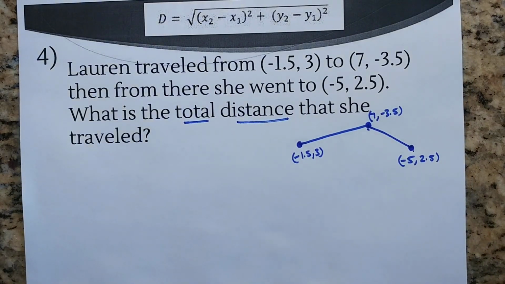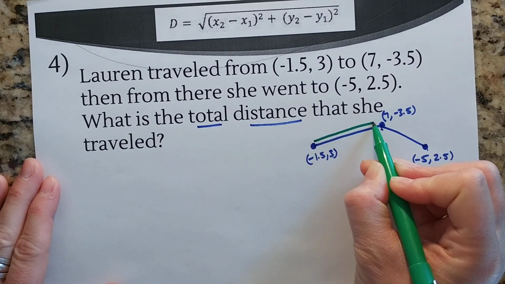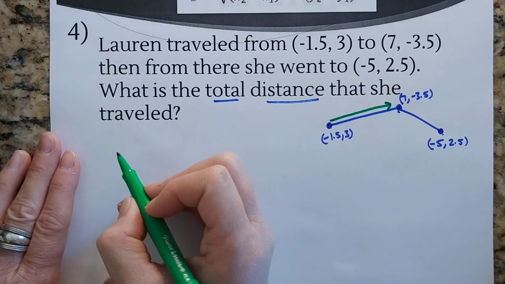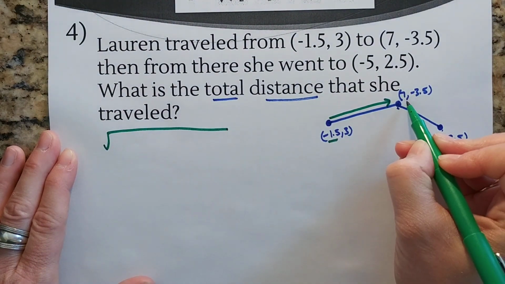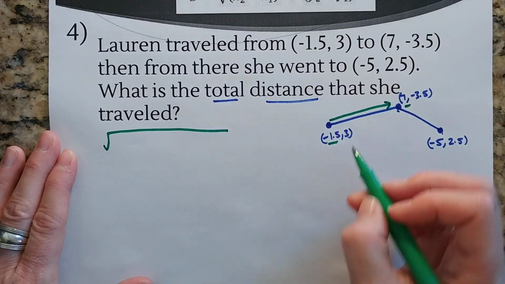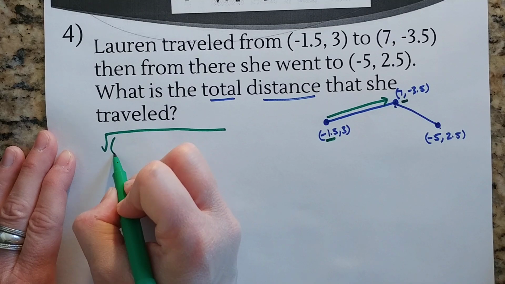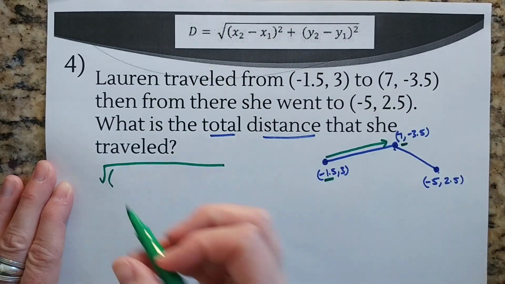So let's begin with finding just the distance from here to here, and I'll do that in green. So getting ready here with the distance formula, I'm going to take the two x values, I underline them here and here, and I'm going to subtract them. Remember, here's our distance formula if you need to look at it up there.